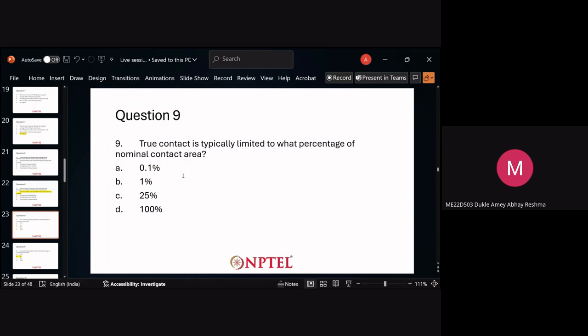The next question is: the true contact is typically limited to what percentage of the nominal contact area? 0.1%, 1%, 25%, 100%. There is true contact and nominal contact. We all know that your surface has asperities, right? I'll just draw and show it to you. Your surface is not smooth; it has asperities. So this is your first object.